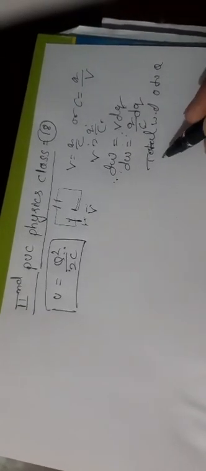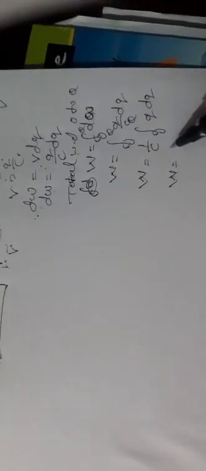The integral of dW, that is the total work done W, is equal to the integral of dW from charge 0 to Q. The total work done W is equal to the integral from 0 to Q of Q by C into dq. Taking 1 by C outside, W is equal to 1 by C times the integral from 0 to Q of q dq.